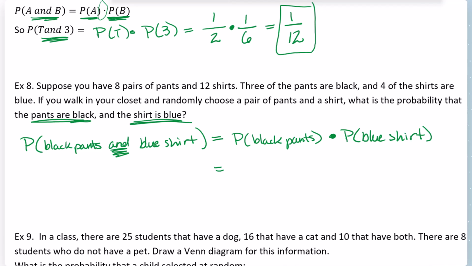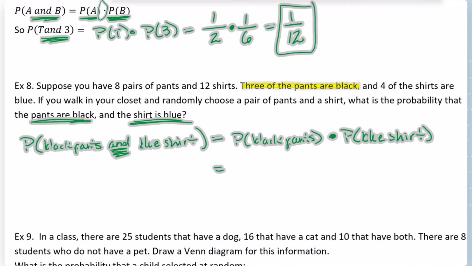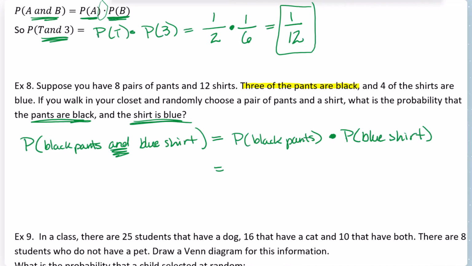All right, well, let's look at our pants. What do we know about our pants? We know that 3 of the pants are black. I don't know what the other colors are, but this problem doesn't have anything to do with the other colors, so I'm not really worried about that. But I do know 3 of the pants are black. But how many pants do we have? We have 8 pairs of pants. So that would mean of my 8 pants, 3 are black. So 3/8 is the probability for getting a pair of black pants.